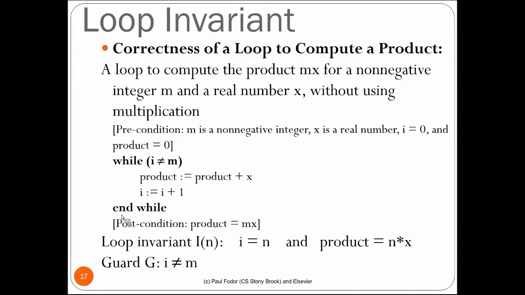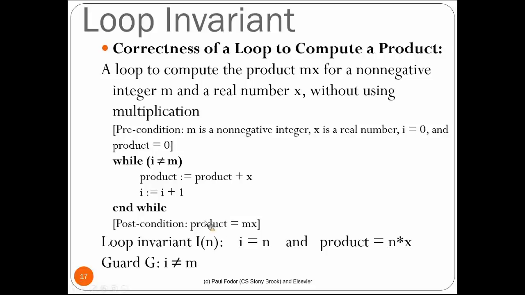For instance, we want to prove that the following algorithm computes the product of a non-negative integer m with a real number x without using multiplication, by using just addition. So the precondition for the loop is that we are given a non-negative integer m, x a real number, I equal with 0, and the product equal with 0. The loop executes as long as I is different than m: the product is summed with the value of x, and I is incremented with 1.